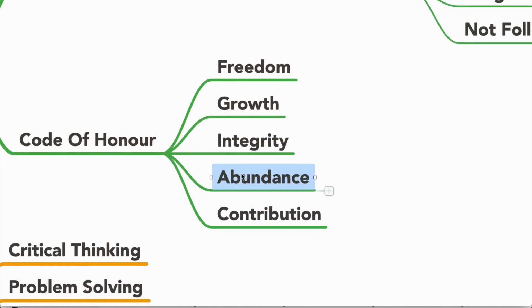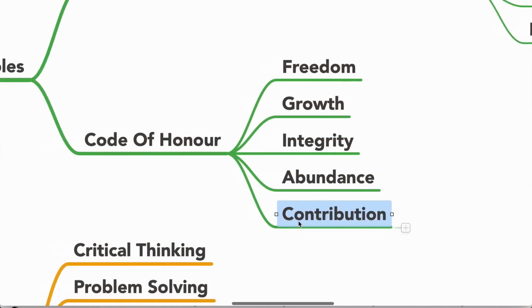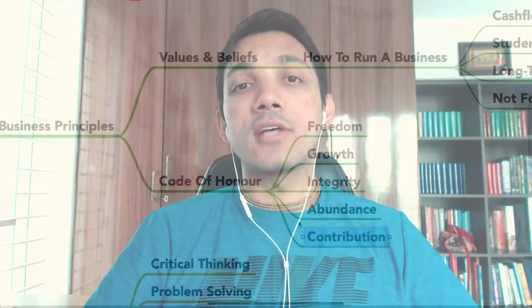Abundance, creating multiple streams of income, and contribution. So these are some of my codes on which I operate as a human. And if you think about yourself and develop your own codes, this would come under your business principles.